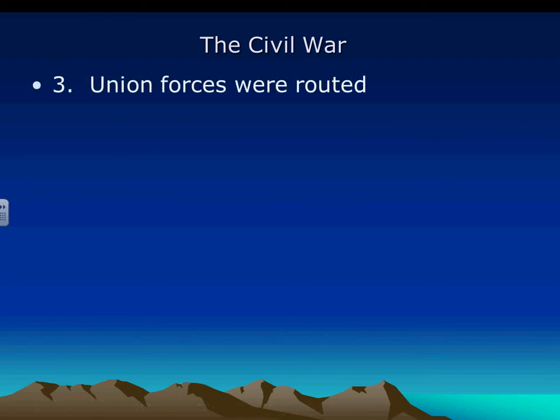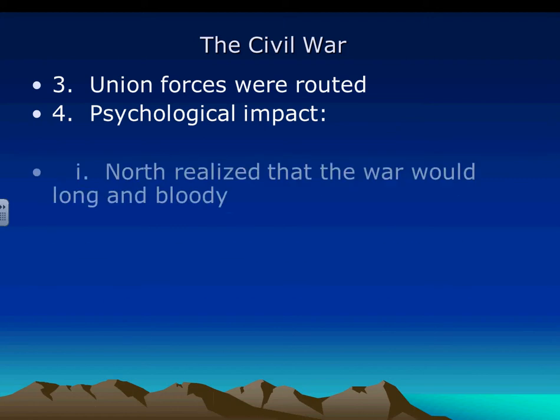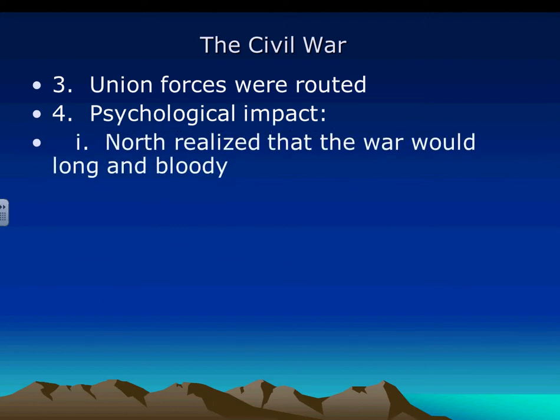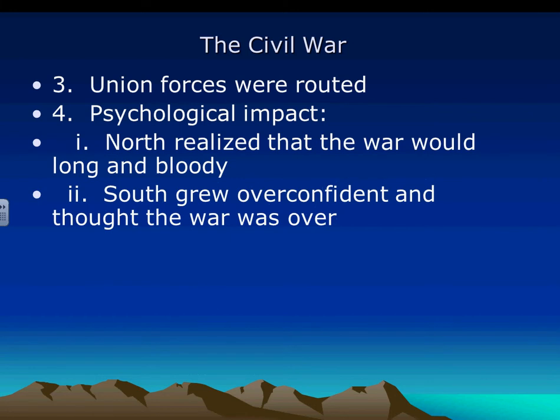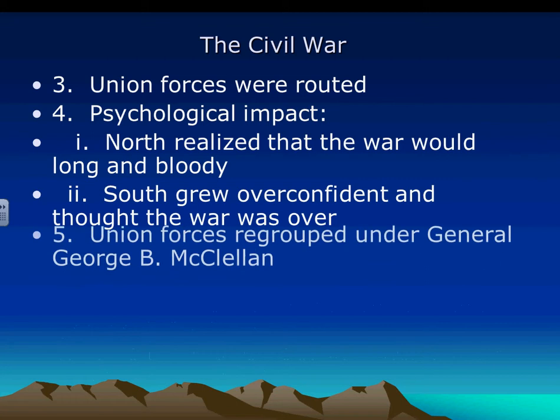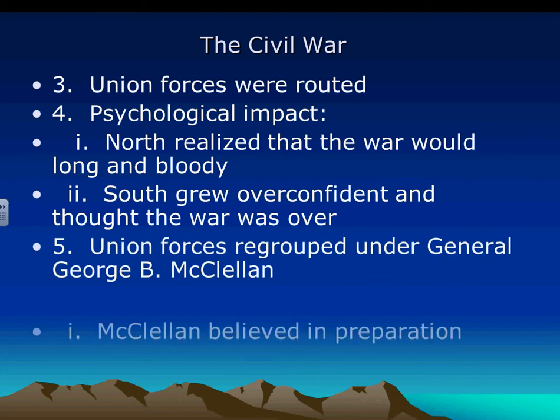The Union forces were routed at Bull Run. In terms of a psychological impact, it was devastating on the North. The North realizes that it will be a long and bloody battle. The South grew overconfident because they had whipped the Yankees.